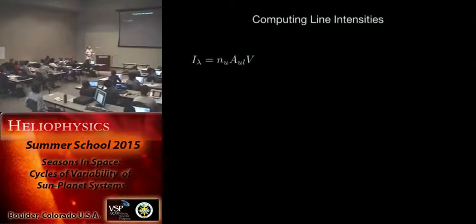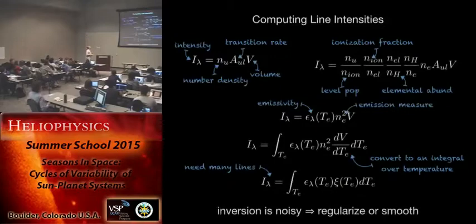All we need to know is these three things: the volume of emitting plasma, the population density of the upper level, and the transition rate. Thinking in quantum mechanics terms, we have electrons in this upper level, so we just need to know the density and the transition rate. It seems really easy. This is probably the most deceptive formula in all of solar physics, because once you get going, you realize all hell breaks loose.